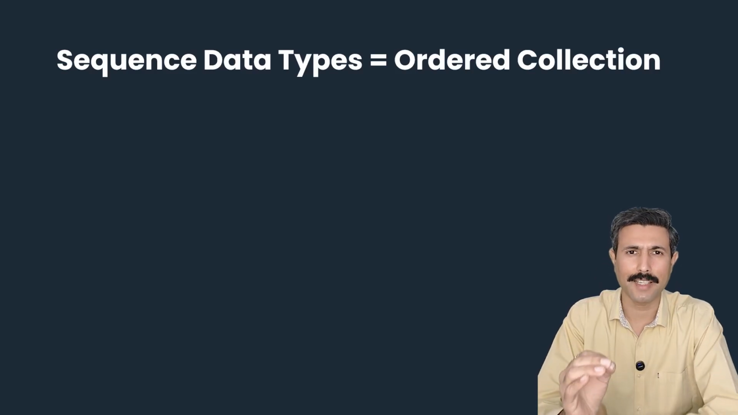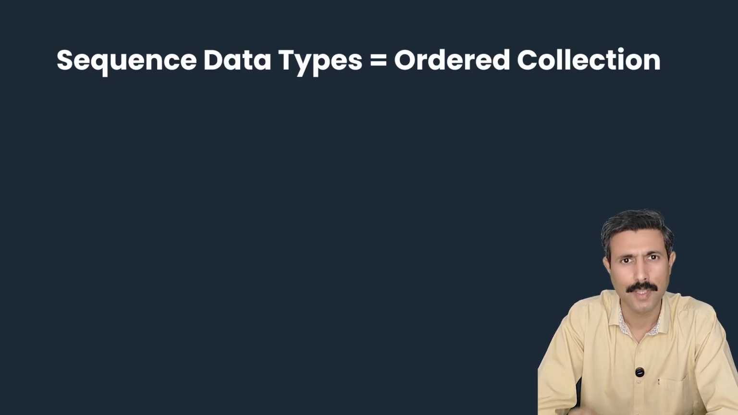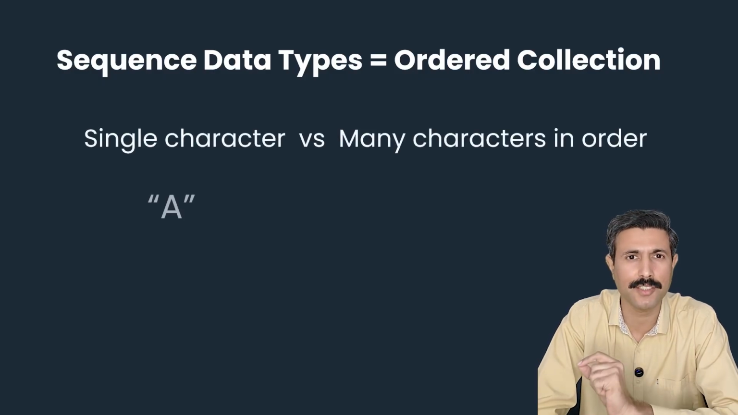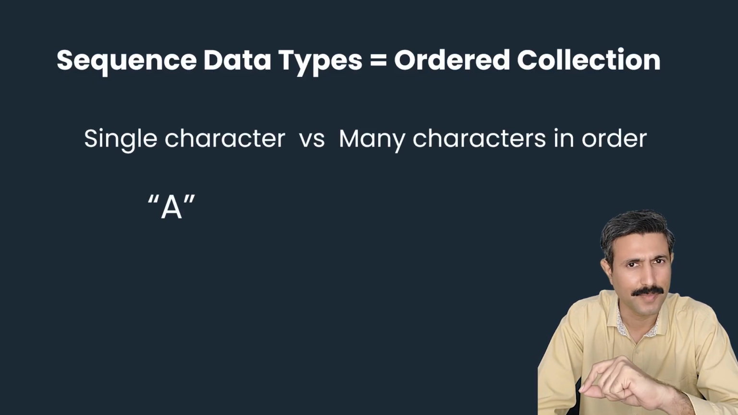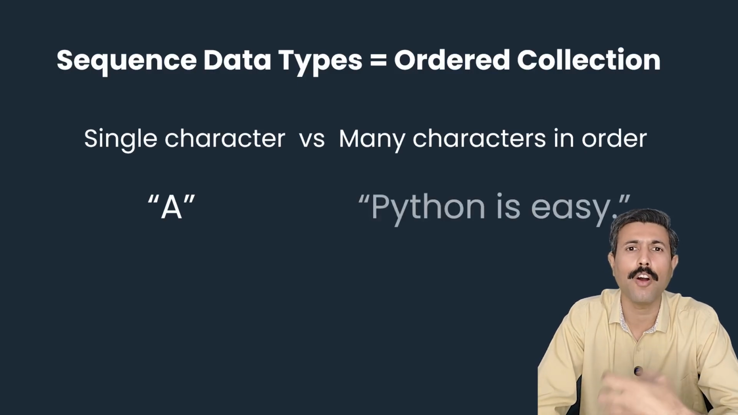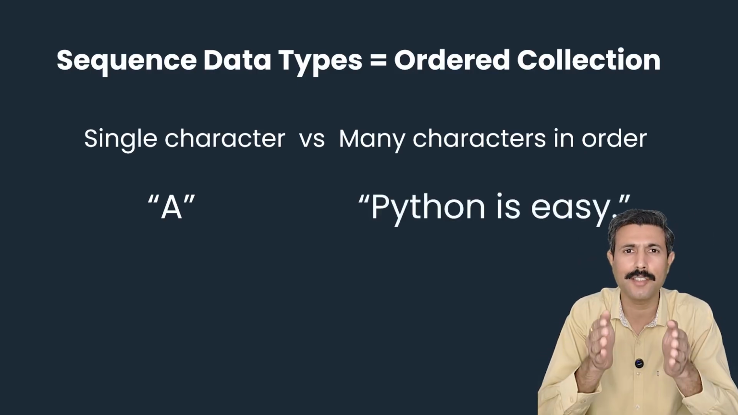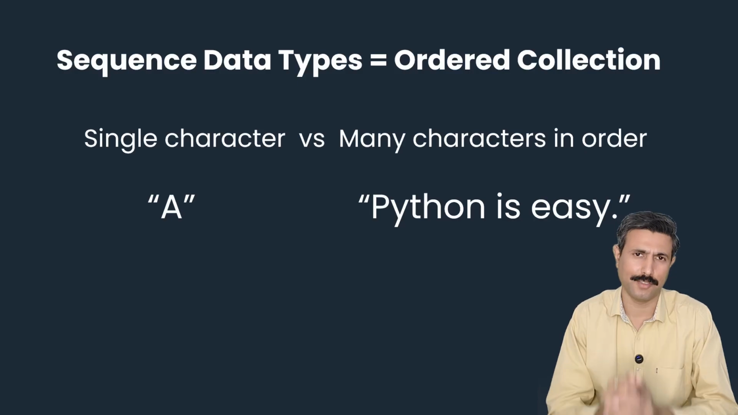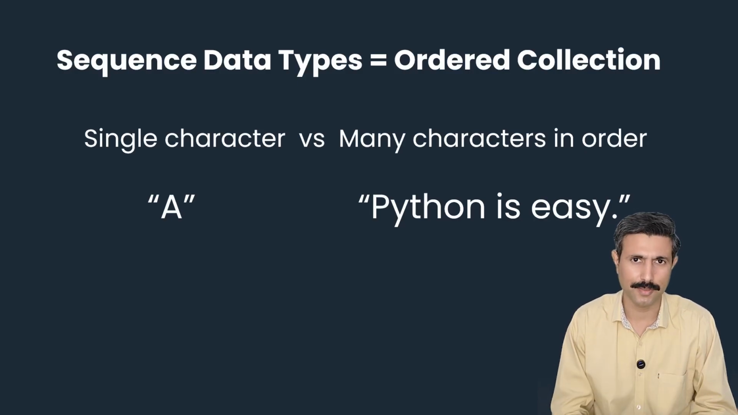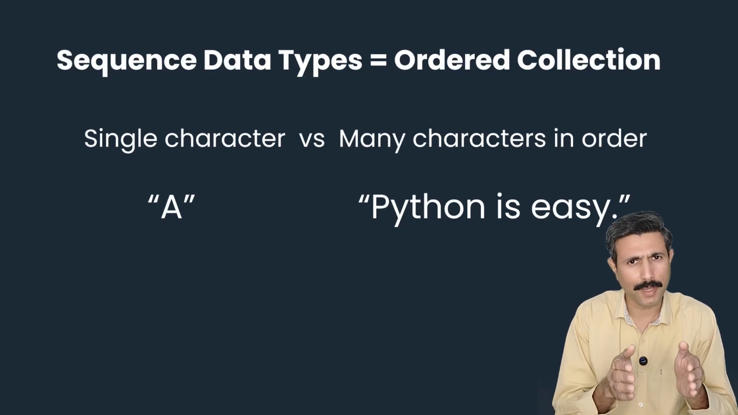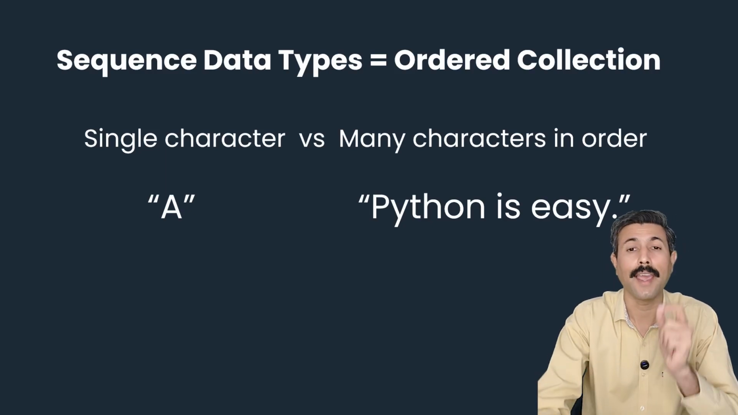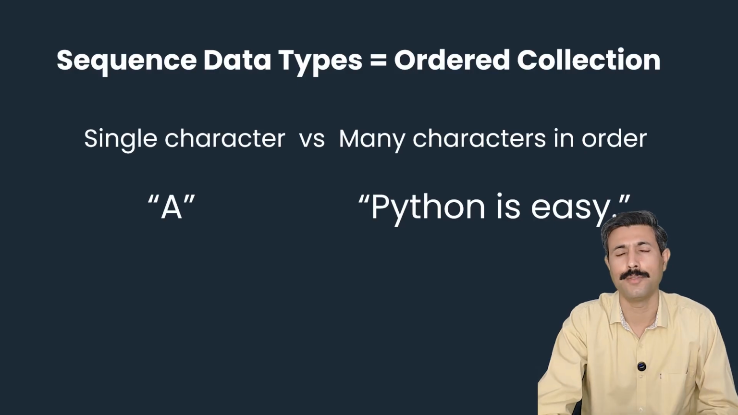Alright, so let me start with a simple question. When you write a simple sentence, is it made of just one character? No, right? It's made of many characters arranged in proper order, like "Python is easy". Now think about the marks of students. Do we store one value or do we store multiple values together? And the correct answer is ordered values, right?